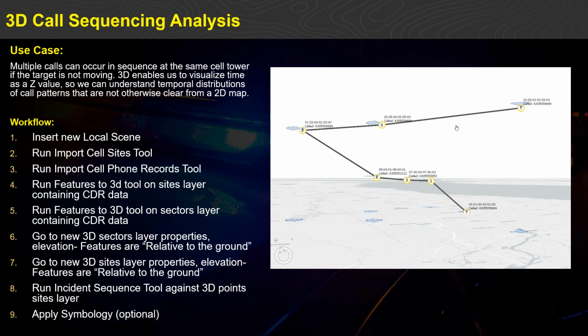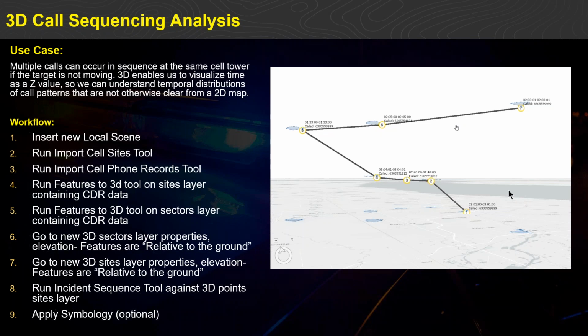And so now they're going to float at a height that's equivalent to the amount of elapsed seconds that have occurred since the very first call in that call detail record sequence. And from there, you can just run the incident sequence tool, and you can run it against that 3D sites layer, and it's going to create this 3D line automatically because it knows that your input data is 3D. And so this is going to now be available for you to work with. You can add in some labels, as I've done here, apply some symbology, and you're good.